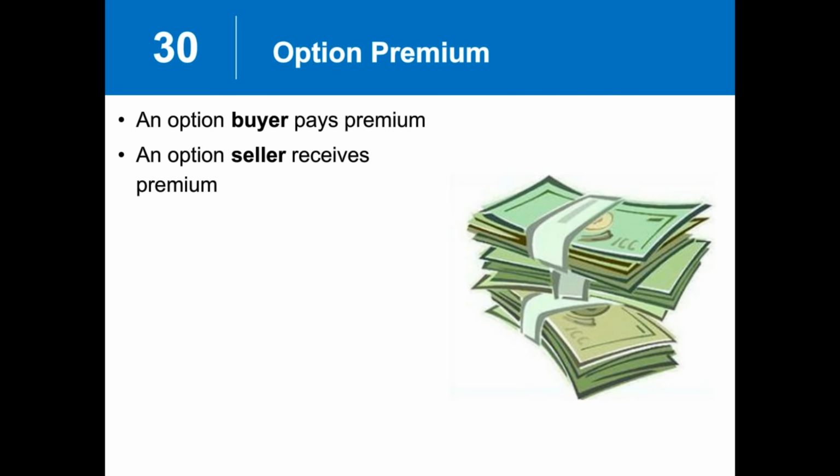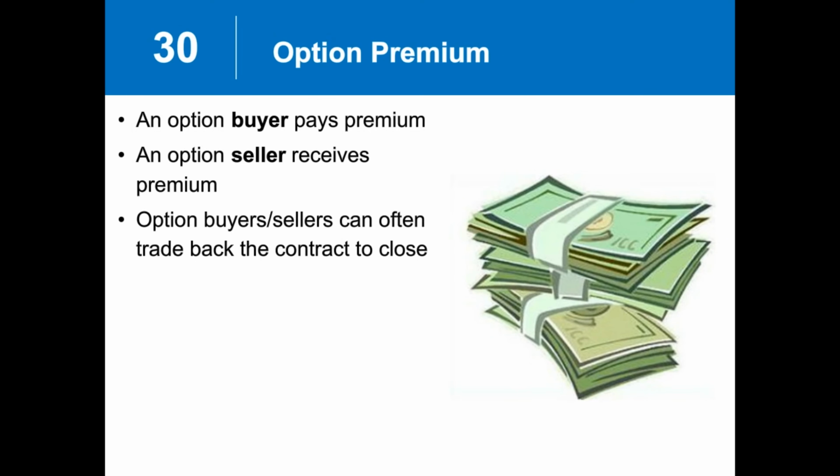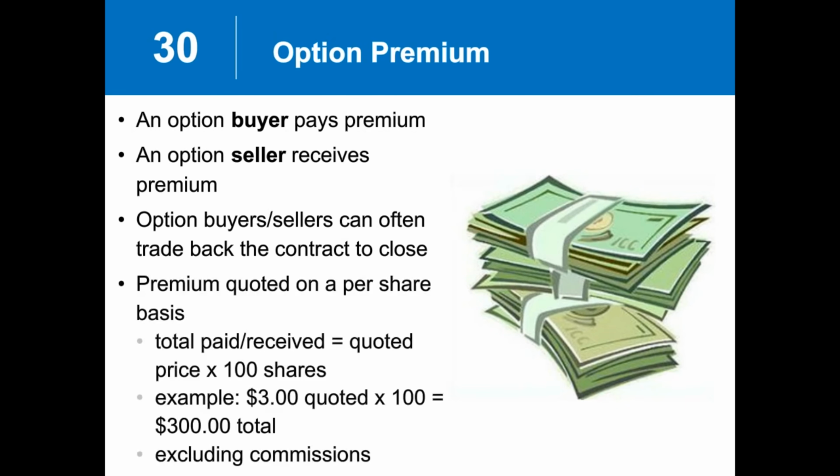So buyer pays the premium, seller receives it. So you can always trade back into that market. You can always close out that option. You can buy to close, sell to close. And the premium, as we talked about earlier, because it represents 100 shares of stock, we take whatever that option premium is and we multiply it by 100. A $3 option premium is $300 in the real world.